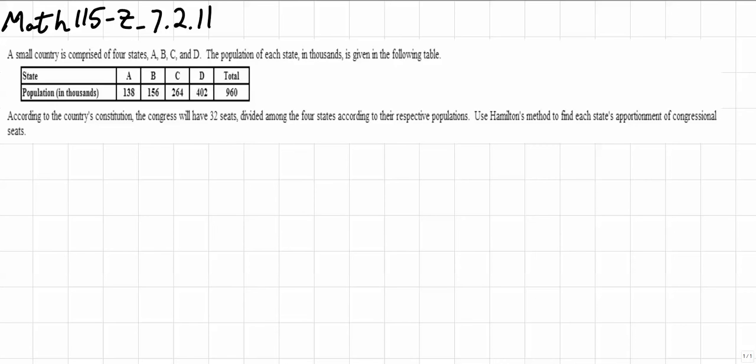According to the country's constitution, the Congress will have 32 seats divided among the 4 states according to their respective populations. Use Hamilton's method to find each state's apportionment of congressional seats.